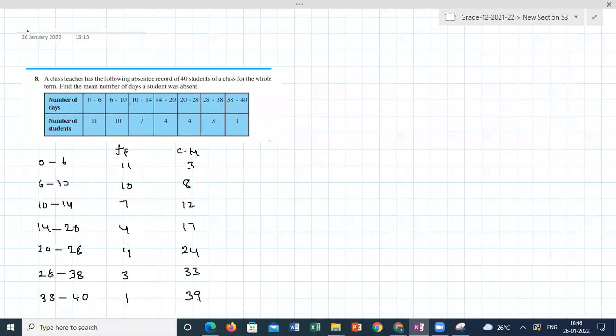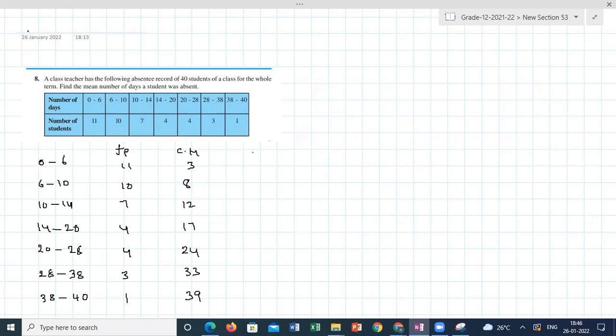Because the class interval is not a fixed range, sometimes it is increasing by 4, sometimes by 6. That's the reason your class marks come out a little odd. 3, 8, 12, 17, 24, 33, 39. Correct. So I'm doing the direct method.